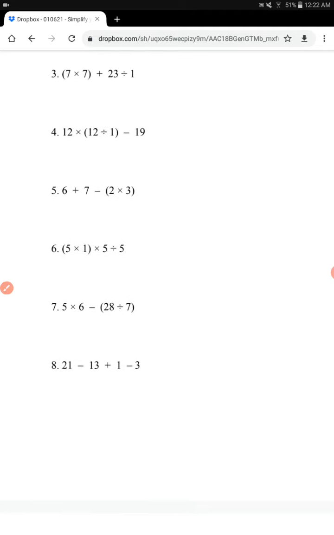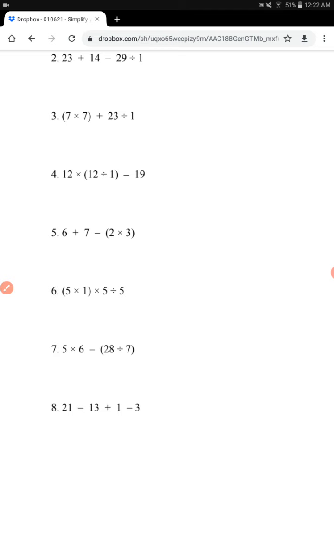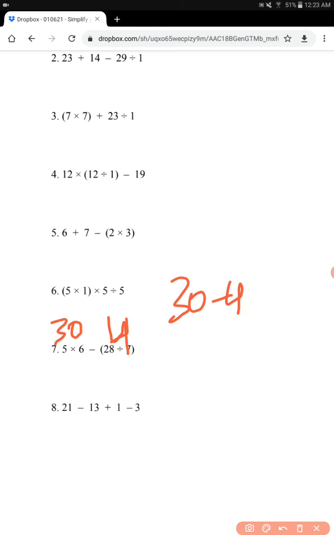Maybe we can do a slightly harder one. Let's do number 7. So we have parentheses, so we're going to do that first. 28 divided by 7 is 4. And then multiplication. 5 times 6 is 30. And then subtraction. So 30 minus 4. And that equals 26.